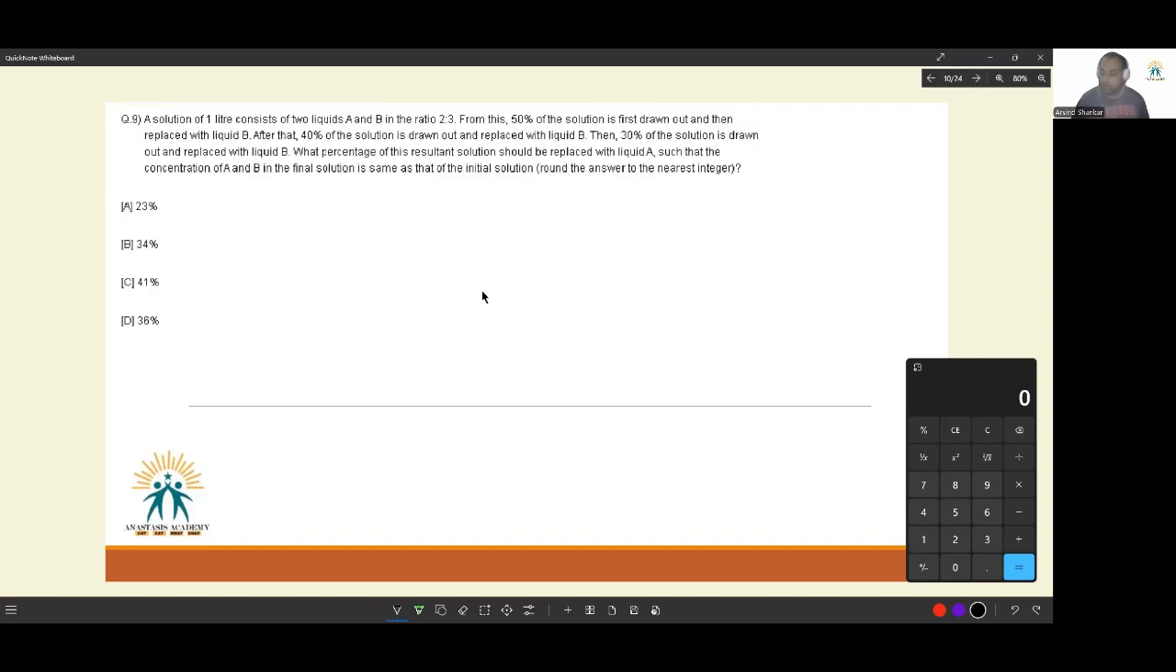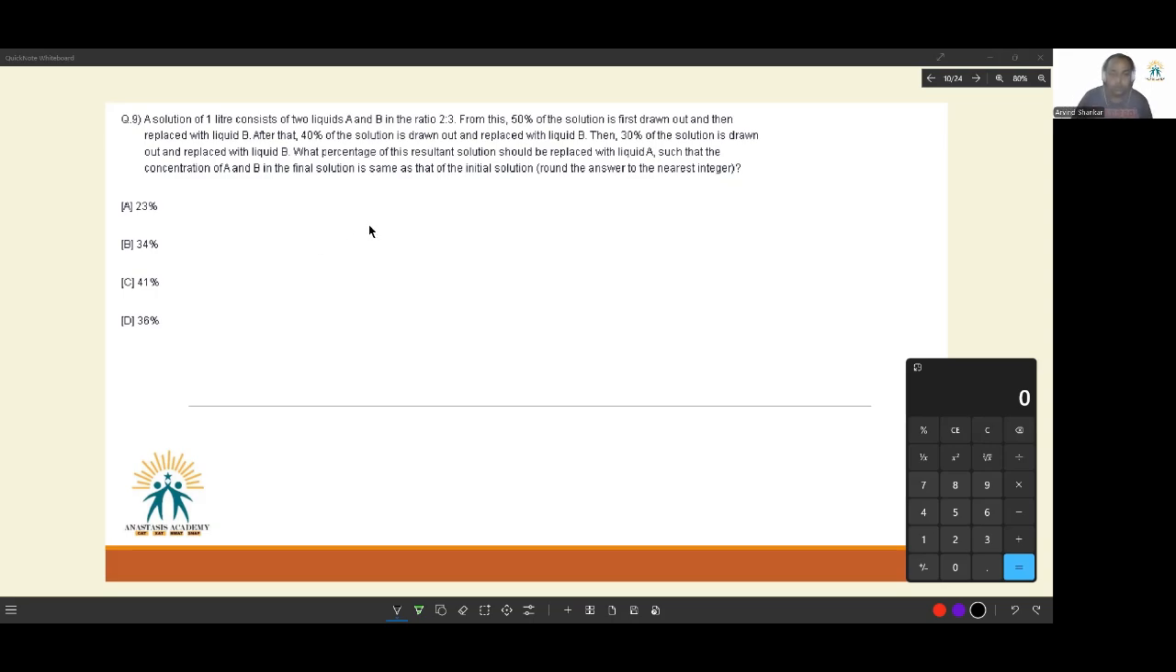Okay. A solution of 1 liter consists of 2 liquids A and B in the ratio 2:3. 1 minute, I can't find my pen. Okay. A solution of 1 liter consists of 2 liquids A and B in the ratio 2:3. From this, 50% of the solution is first drawn out and then replaced with liquid B.